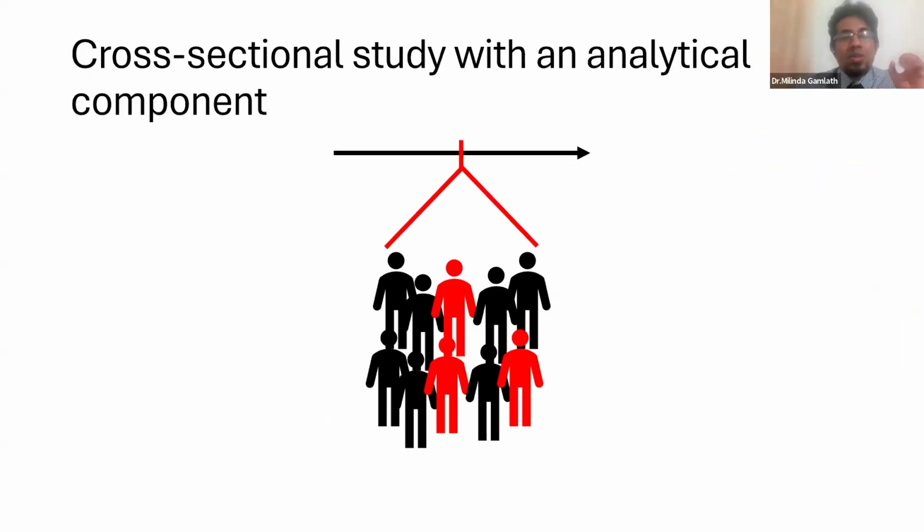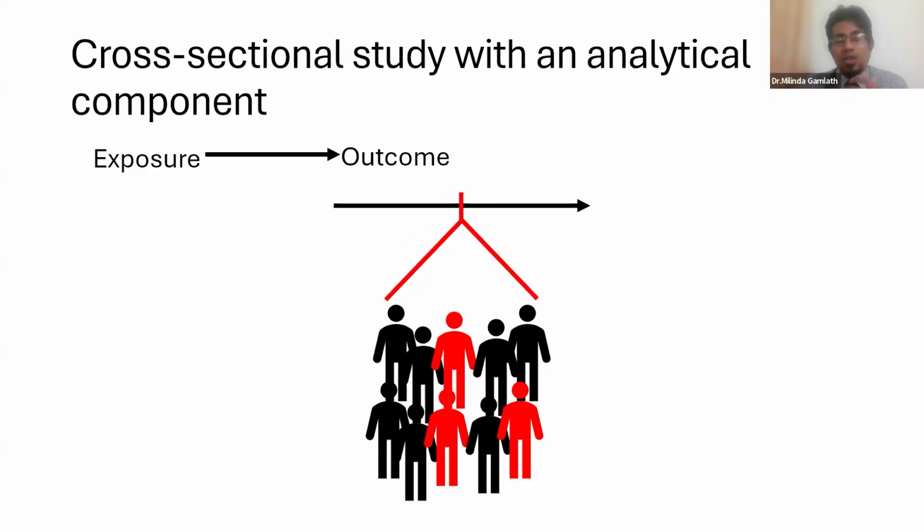Right. So then the last one is cross-sectional studies with an analytical component. So this is very simple. So remember we talked about a cross-sectional study. A cross-sectional study is where you take a snapshot. You take at a single point of time a group of people and you describe their characteristics. So in this study, you can add an analytical component as well.